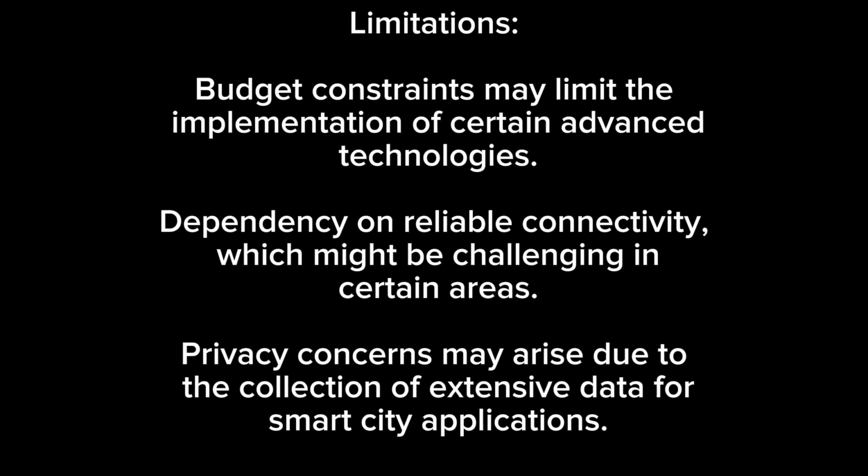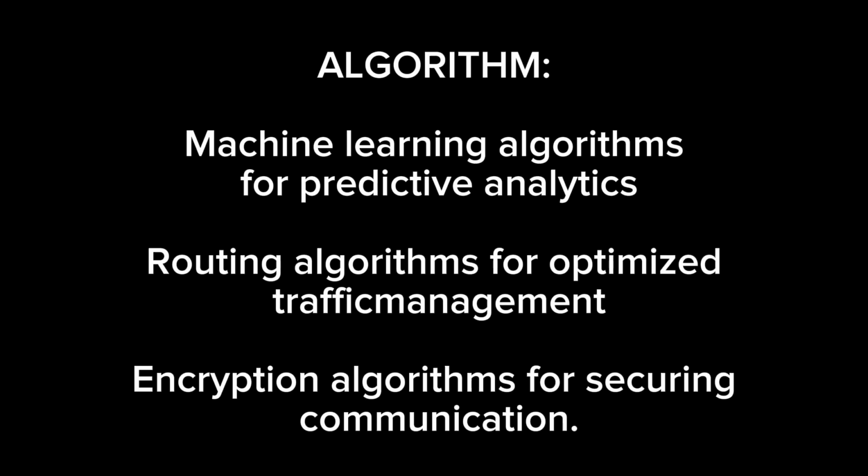Limitations: budget constraints may limit the implementation of certain advanced technologies, dependency on reliable connectivity, which might be challenging in certain areas. Privacy concerns may arise due to the collection of extensive data for smart city applications. Algorithm: machine learning algorithms for predictive analytics, routing algorithms for optimized traffic management, algorithms for securing communication.